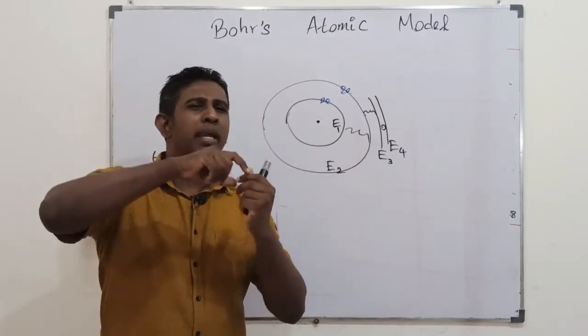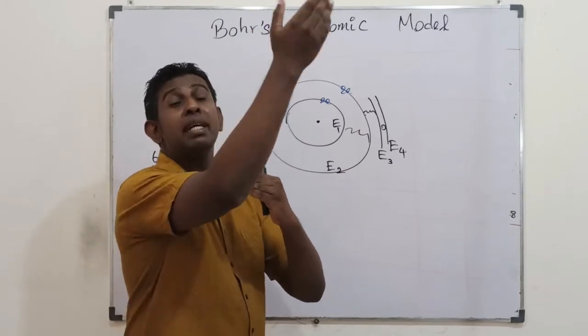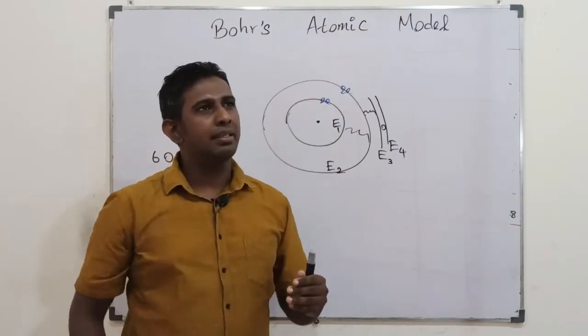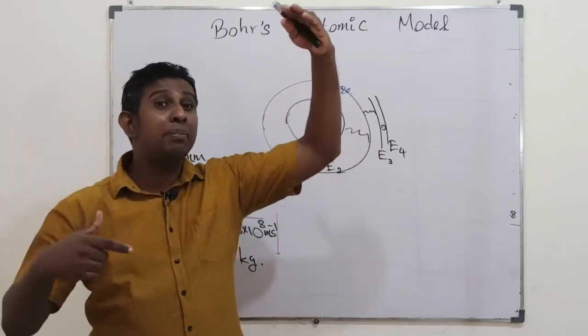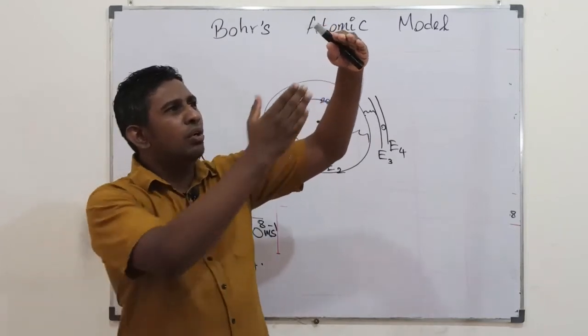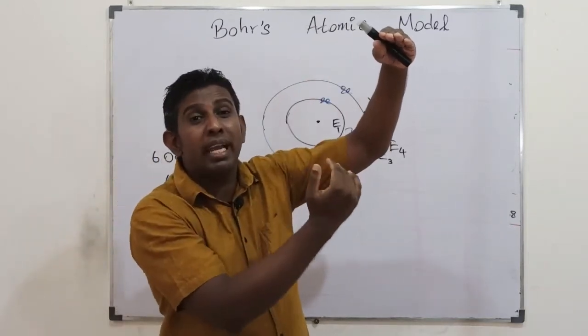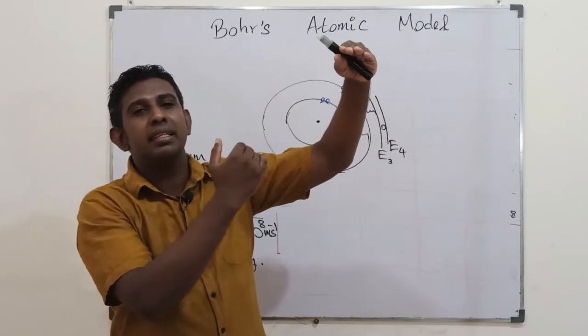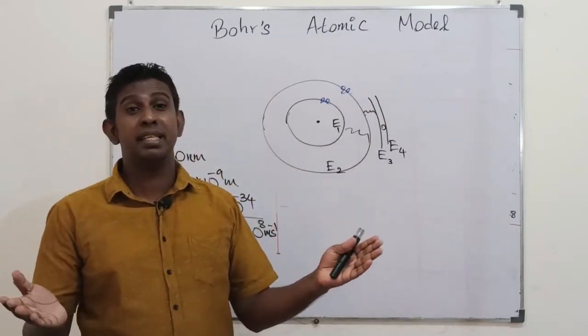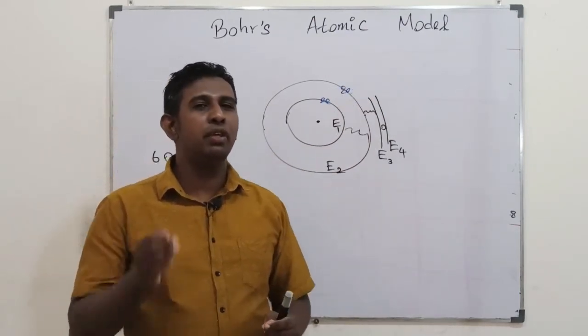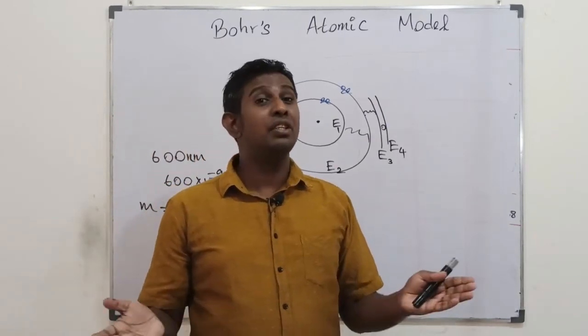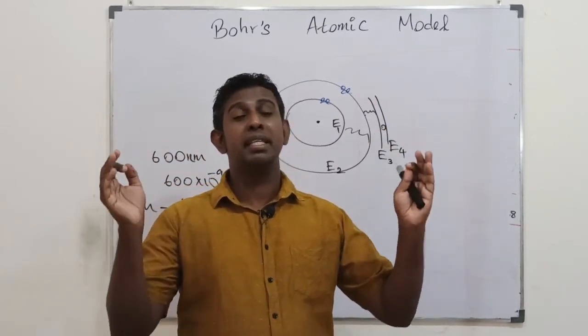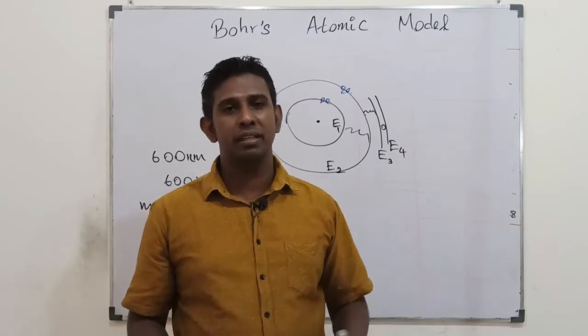It could absorb energy to excite to upper levels. And an electron at upper levels could go back to the lower energy levels, releasing energy that represents the energy difference between two energy levels. That's what he presented as Bohr's model.